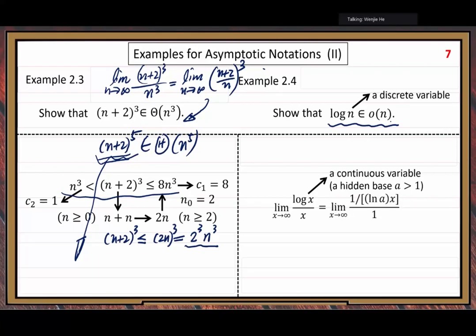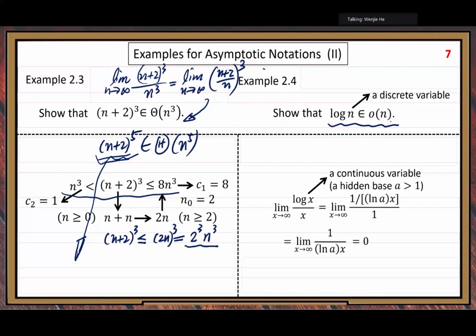Taking the derivative and applying the formula, we have this after simplification. The natural log of a is a positive constant. So when x goes to infinity, it's 0, because the denominator will be infinity. So 1 over infinity, and the limit is 0.